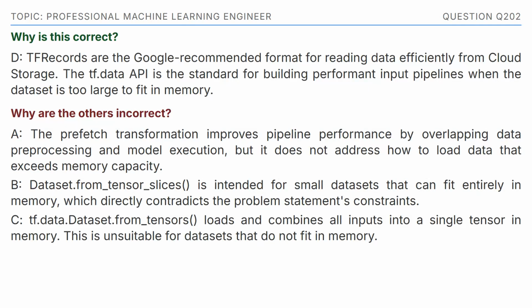Why is this correct? D. TF records are the Google recommended format for reading data efficiently from cloud storage. The tf.data API is the standard for building performant input pipelines when the dataset is too large to fit in memory. Why are the others incorrect? A. The prefetch transformation improves pipeline performance by overlapping data preprocessing and model execution, but it does not address how to load data that exceeds memory capacity.